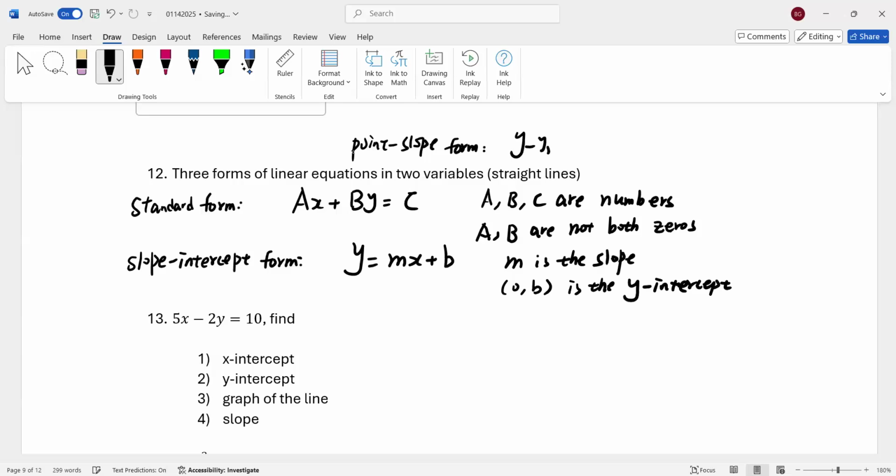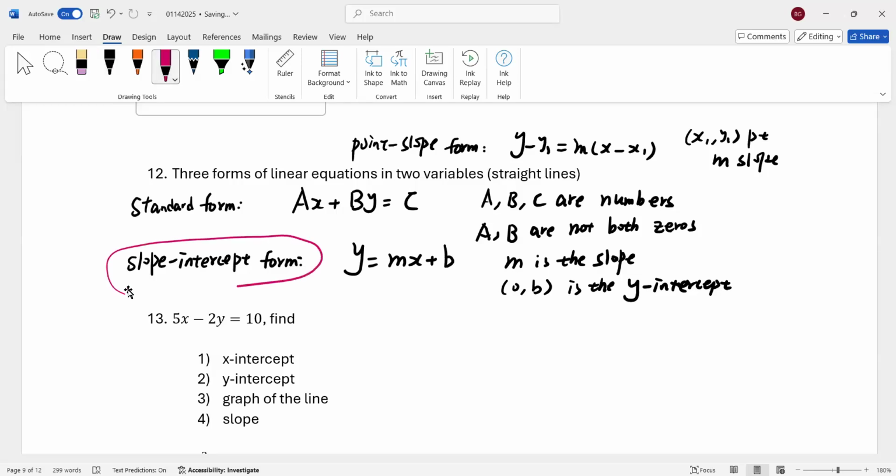It is y minus y1 equals m times x minus x1. Maybe some of you like this type of form, it is okay. You can just use it. Here, x1, y1 is a point on the straight line, and m is the slope. But here, I'm going to skip this form. Try to focus on slope-intercept form, the most important form.